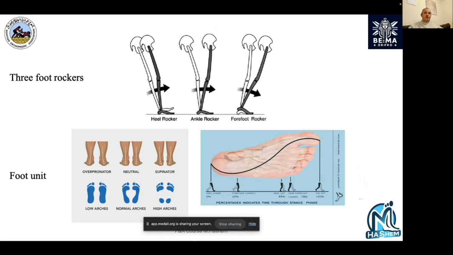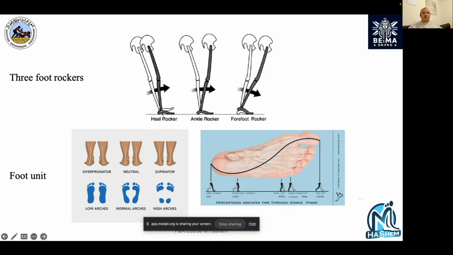Then you need to understand the foot rockers. Rockers mean where the foot hits the ground. And in a normal gait you have 3 foot rockers. Firstly, is the heel rocker. The first thing you touch the ground with is your heel. Then from the heel rocker, your body starts to move and the foot starts to be loaded. Then you go to the second rocker, which is the ankle rocker. And then from this ankle rocker, you go to the third rocker when you toe off, which is the forefoot rocker.